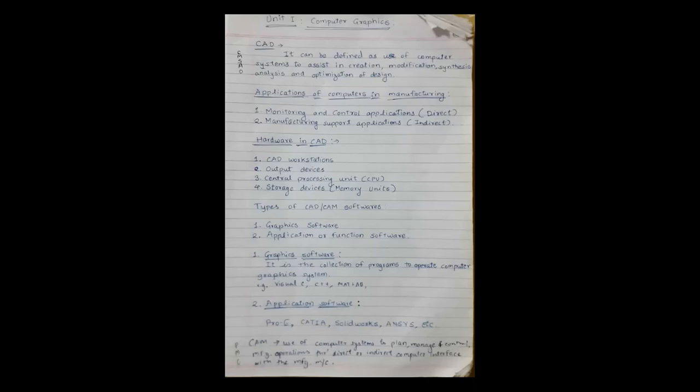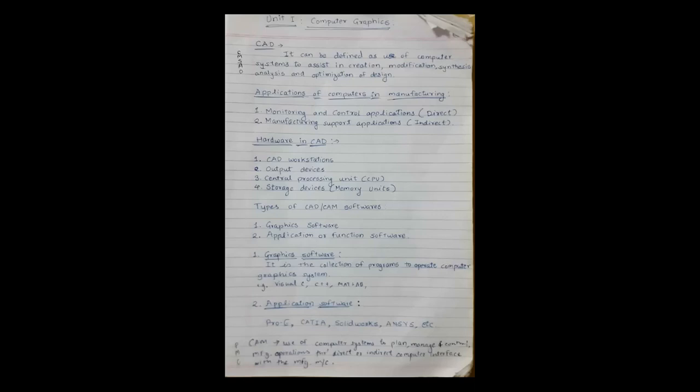We can classify these applications into two types: direct application as well as indirect application. Direct applications are monitoring and control applications. Indirect applications are manufacturing support applications. Direct application means CNC machines. Manufacturing support application means the output or input we are giving for particular processes.